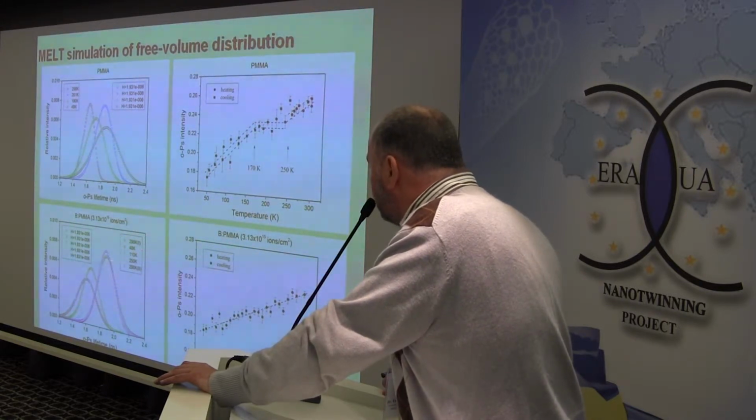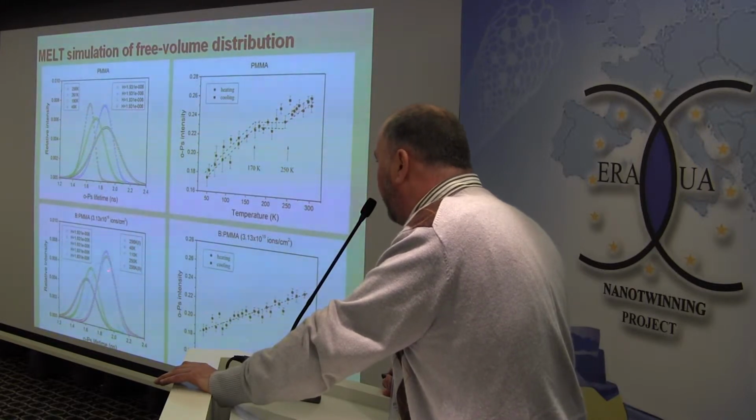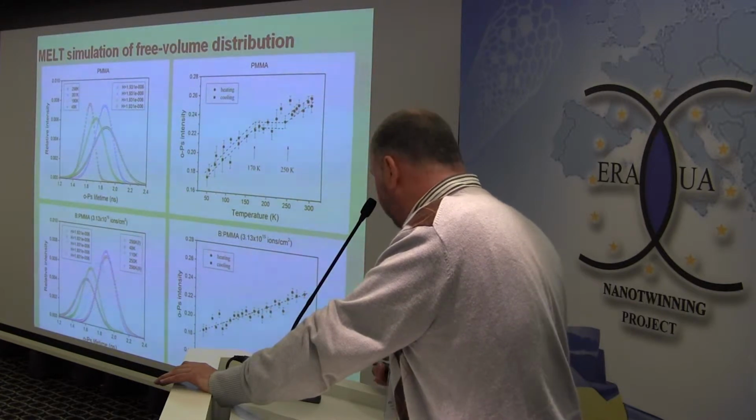Here we also see that the free volume distribution for the two cycles, heating and cooling, is practically the same. This is also evidence for the reproducibility of the simulation performed.